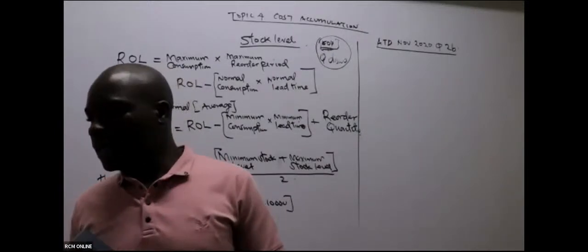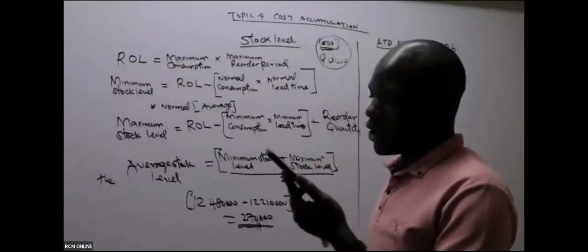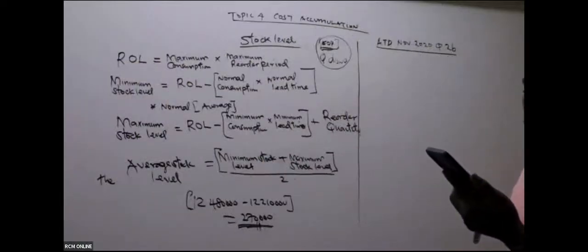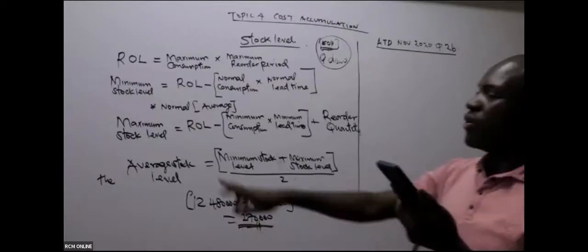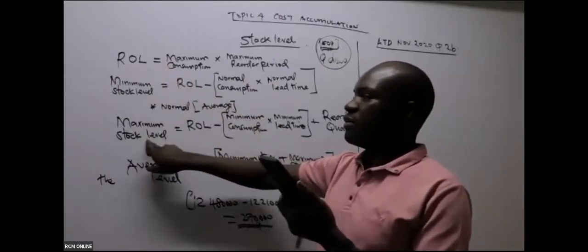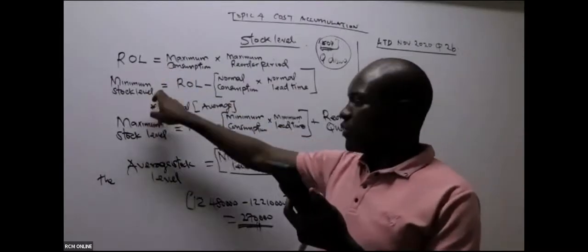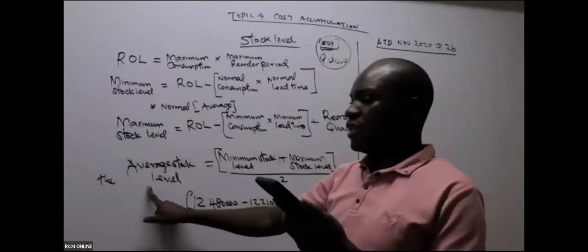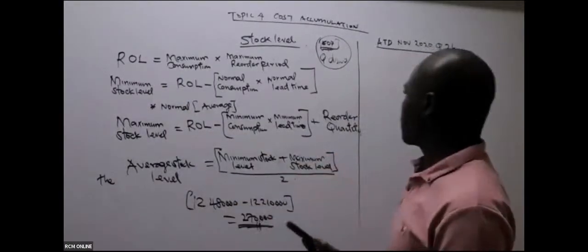Then required, number one, reorder level. Number two, maximum stock level. Number three, minimum stock level, and average stock level. Let's answer the question very fast.